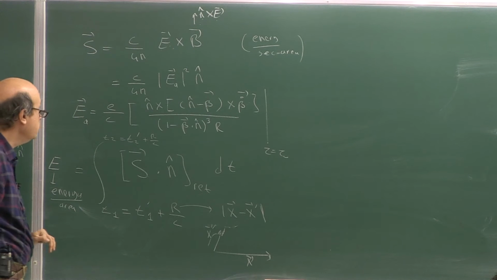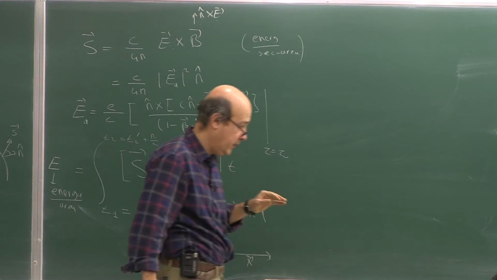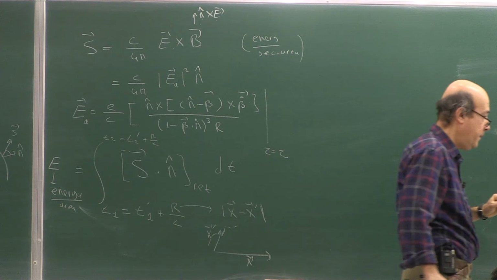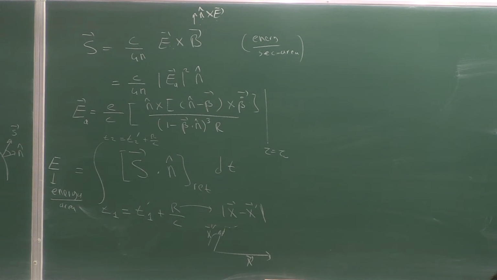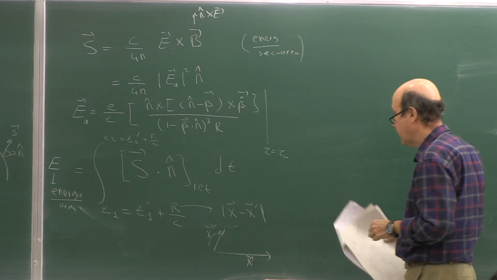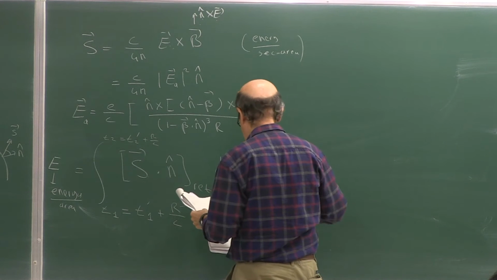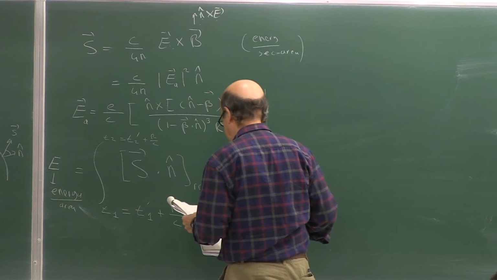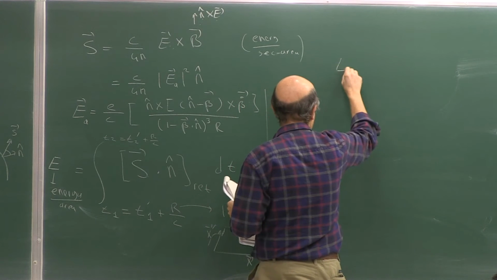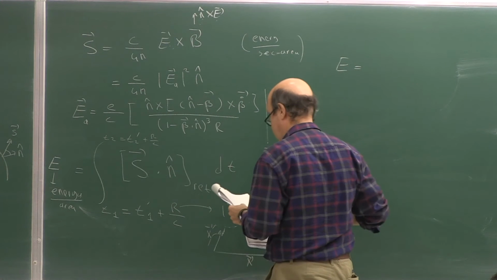So what I am trying to do is write the radiation pattern, the angular distribution of the radiation with respect to the moving charge. So what I am going to do, I will change the integration limits.